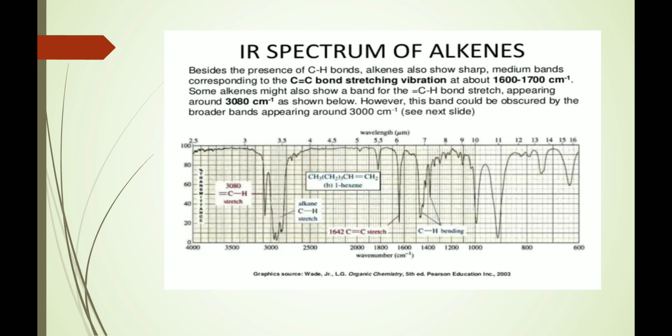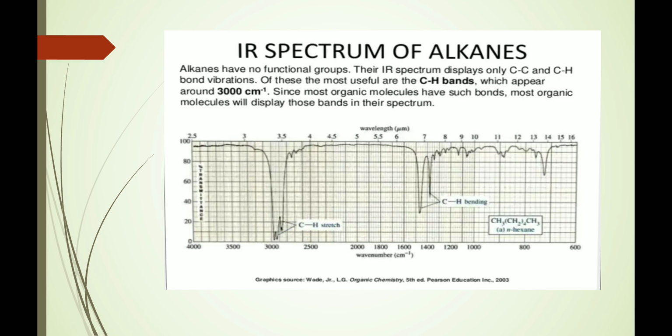Here is the IR spectrum of alkenes. Besides the presence of C–H bonds, alkenes also show sharp medium bands corresponding to the C=C bond stretching vibration at about 1600 to 1700 cm⁻¹. Some alkenes might also show other bands. Here is the alkyne spectrum. Alkanes have no such functional group. Their IR spectrum displays only C–C and C–H bond vibrations. Of these, the most useful are the C–H bands, which appear around 3000 cm⁻¹. Since most organic molecules have such bonds, most organic molecules will display those bands in their spectrum.